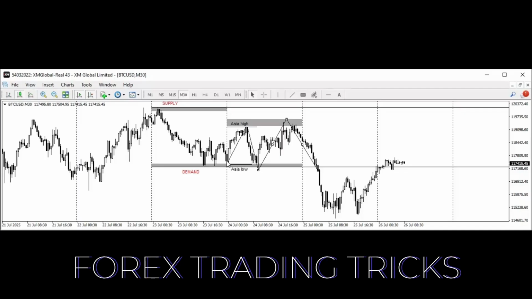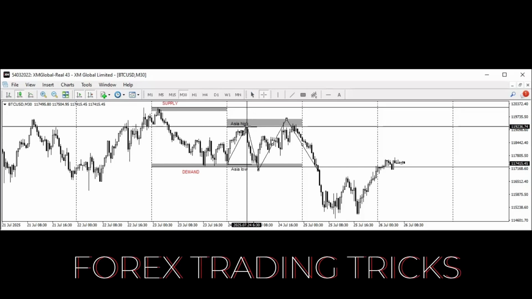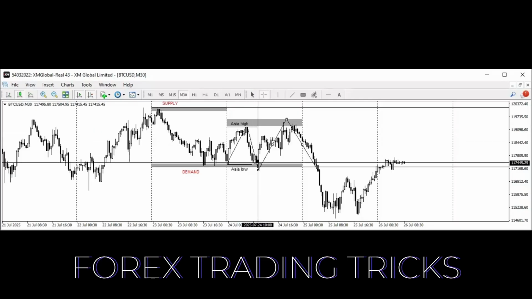Like I said, you wait here or you buy here at midnight, at 12 o'clock. Then you ride this buy, and you close around 7 o'clock in the morning. You understand? Once you close, you wait for London to come. So London will come right here. Then London closes. Asia closes right here.